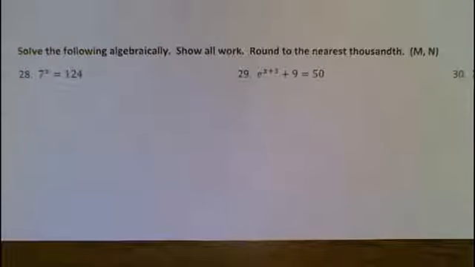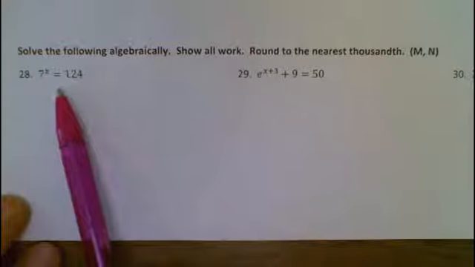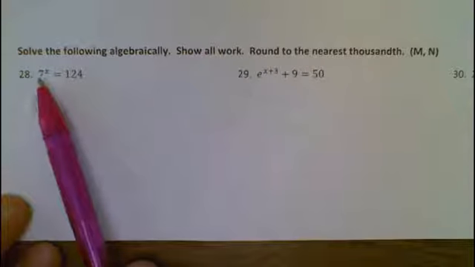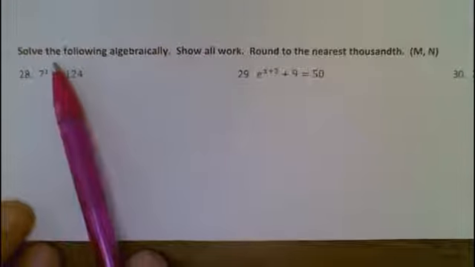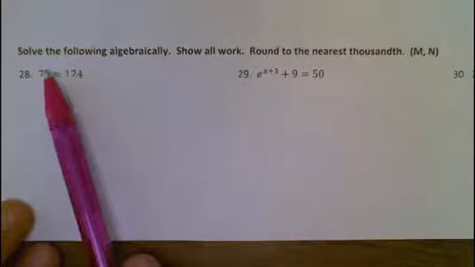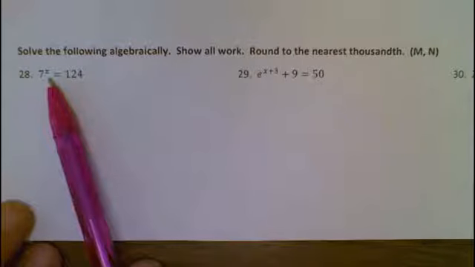Okay, for the chapter review, solving equations algebraically. So basically you have two types of equations. You have exponential equations, and then later you're going to see log equations. In an exponential equation, you always want to get the base by itself. So this is 7 to the x. It's by itself. Once you get the base by itself, you're going to take the log.